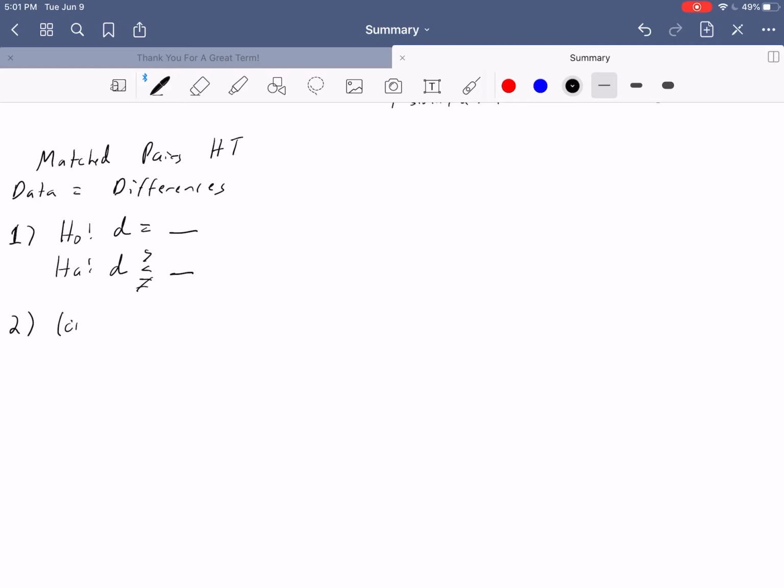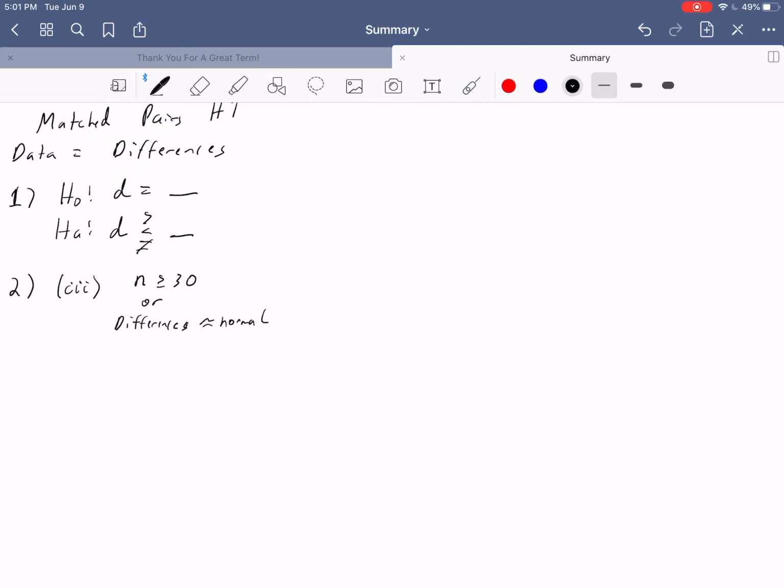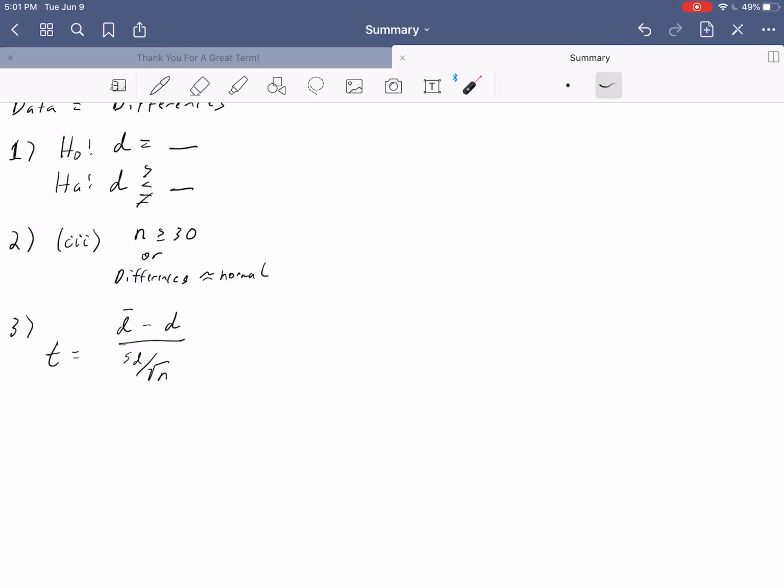For condition 3, it would either have to be that your sample size is greater than or equal to 30, or the differences would be approximately normal. Again, when doing matched pairs, everything is about the differences, not about the data from test 1, not about the data from test 2, but about the data in the differences. For step 3, it is still a T statistic. It would be D bar minus D over SD over root N. Again, D bar and SD just represent the average and the sample standard deviation of the differences.